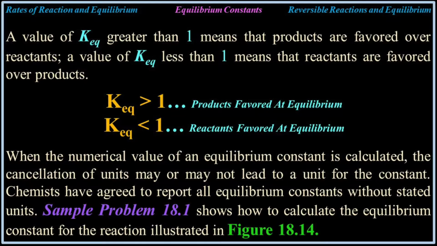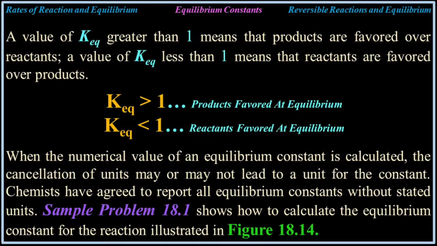A value of Keq greater than 1 means that products are favored over reactants. A value of Keq less than 1 means that reactants are favored over products. Keq greater than 1, products favored at equilibrium. Keq less than 1, reactants favored at equilibrium. When the numerical value of an equilibrium constant is calculated, the cancellation of units may or may not lead to a unit for the constant. Chemists have agreed to report all equilibrium constants without stated units.